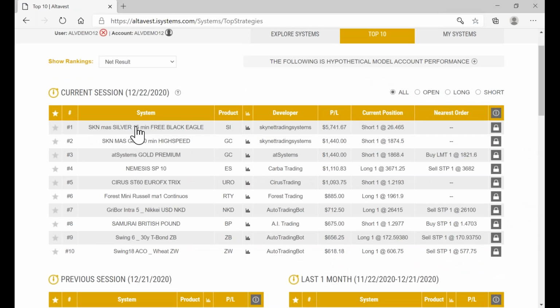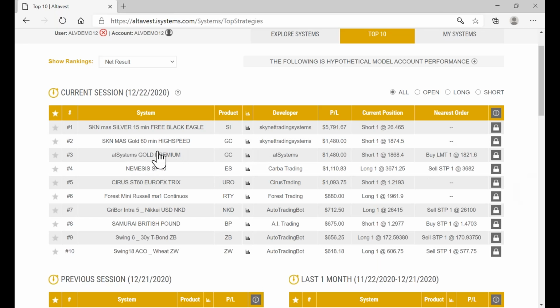Today, the best system so far today is a silver trading system, and it's short from 26.46. And then you've got gold, euro currency, E-mini S&P, the Russell, a Nikkei, British pound, treasury bonds, wheat. So you have really a nice array, a diversified array of systems here in different markets, all doing different things. This is short, this is short, long, long, short, long, long. Remember, the computer has no bias, whether it's short or long, it could care less.